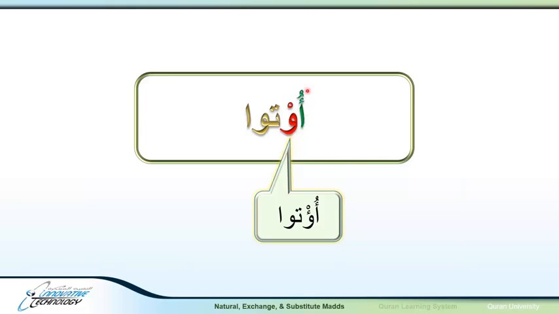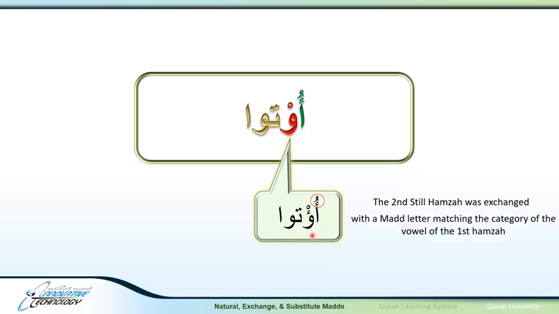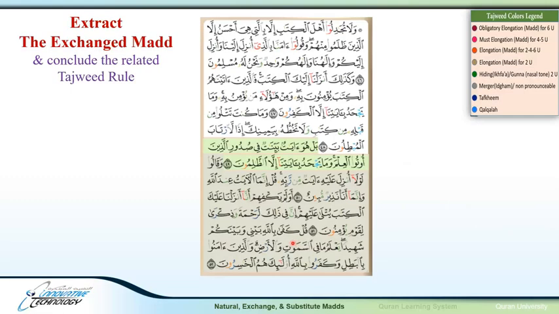Utu was originally u'tu, and the second hamza has been exchanged with a waw because of the dhamma on the first hamza to become utu, and should be lengthened for 2 units. Utu. Now let's practice extracting the exchanged med from these shaded verses of the Quran. Utu. Both waws here are to be extended for 2 units because they are a substitute med, and they are given the color black because substitute med is associated with natural med.